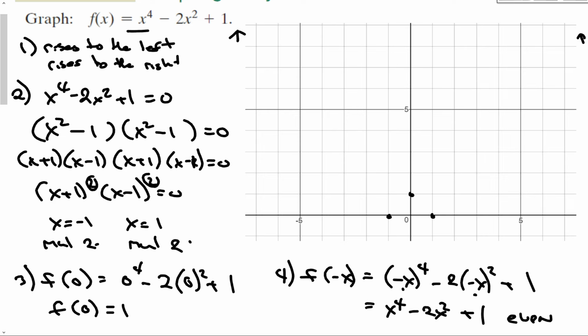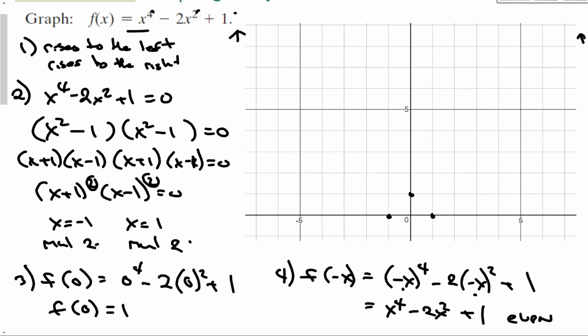Remember, if I plug in negative x and everything goes back to where it started, it's even. If every single term changes signs, it's odd. And the shortcut is to look at all the exponents here and see they're all even, 4, 2, and 0. Which means this graph has y-axis symmetry.